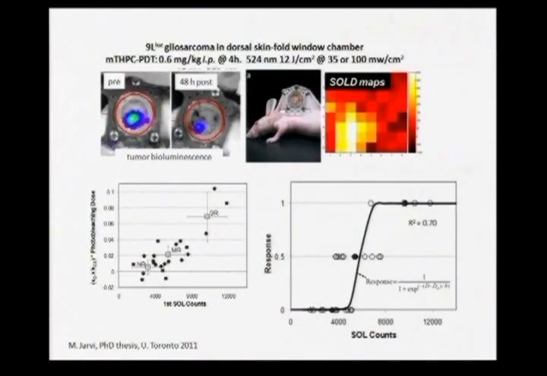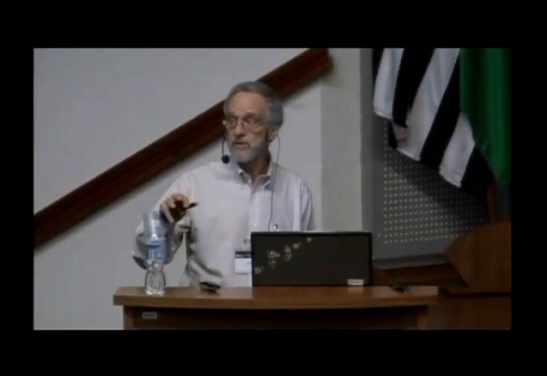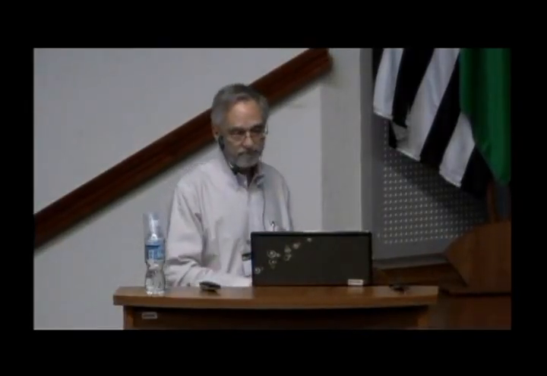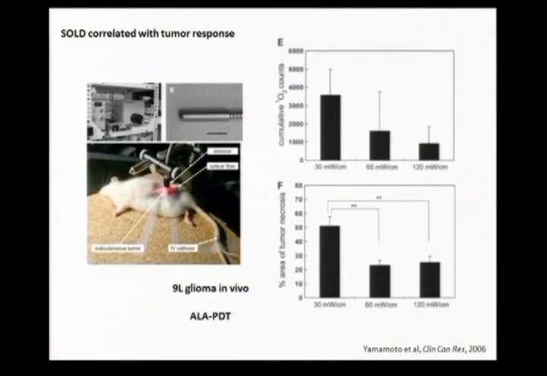This is response as measured by bioluminescence versus the singlet oxygen. You see there's a lot of scatter, as you would expect for tumors, because no two tumors are the same, even if they're from the same cell line and injected in the same animal, but you get a response curve. So that seems to work. And a group in Japan has also done this a number of years ago, looking at brain tumor in vivo.